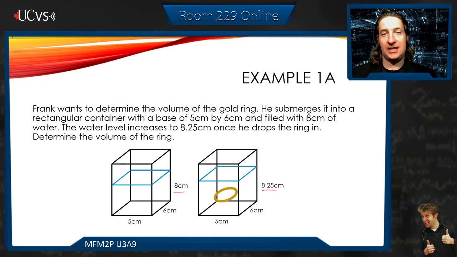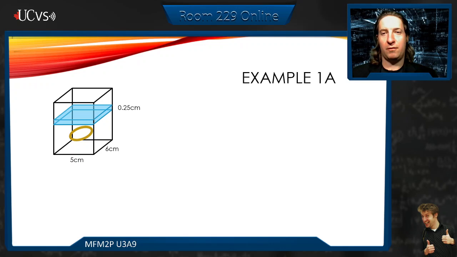So the ring has pushed the water out of the way, it's displaced it, and the change in the height here basically will tell us the volume of the ring. So the volume of water that was displaced is this area that I've highlighted here. It's 5 by 6 by 0.25. And this is a rectangular prism, right? That's what we call a three-dimensional shape that's based on a rectangle. And the way that we calculate the volume of a rectangular prism is length times width times height, right? Just all 3 of them multiplied.